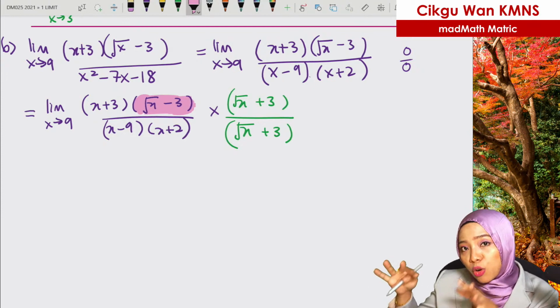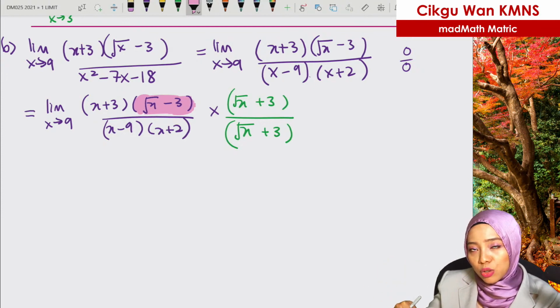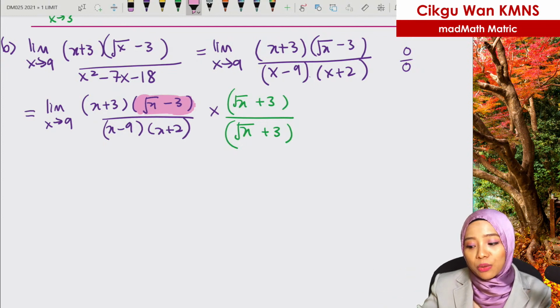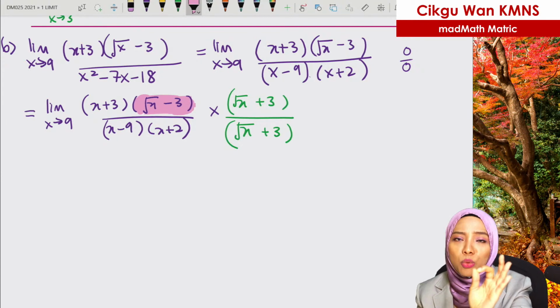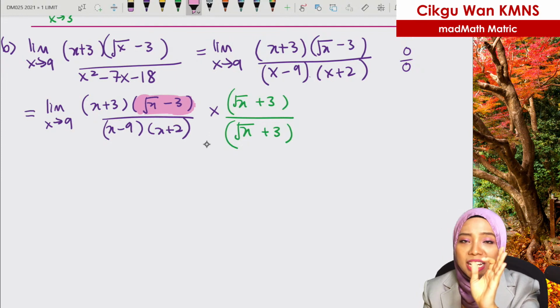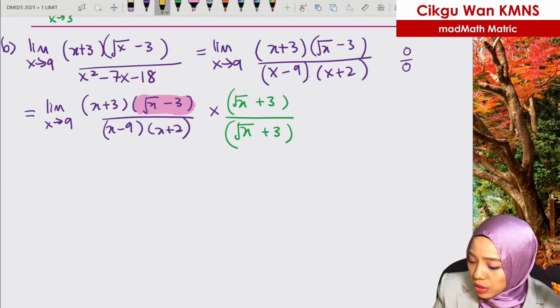So now you conjugate this function because you want to cancel out the denominator, especially yang penting yang ini. Sebab selagi tak cancel yang ini, 9 minus 9 will always give you 0. Kita tak nak 0 on the denominator. Okay, so now I continue.